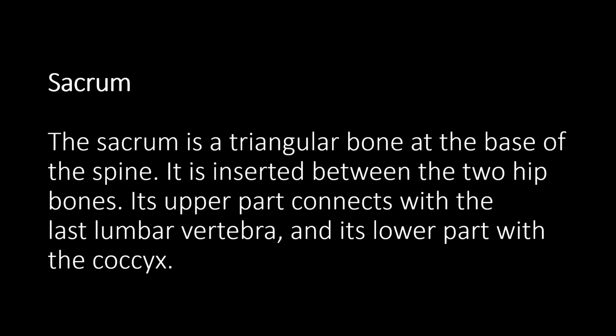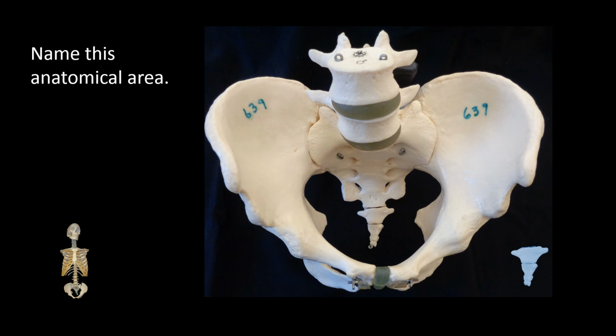Sacrum. The sacrum is a triangular bone at the base of the spine. It is inserted between the two hip bones. Its upper part connects with the last lumbar vertebra, and its lower part with the coccyx. Name this anatomical area.